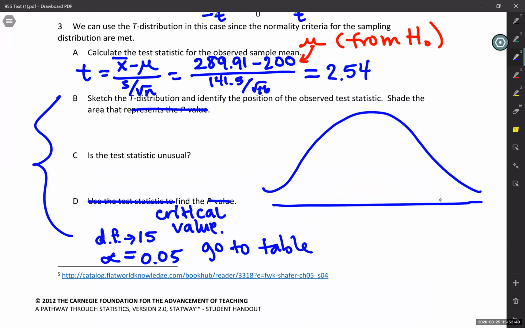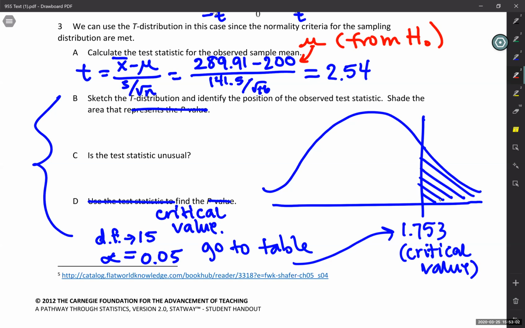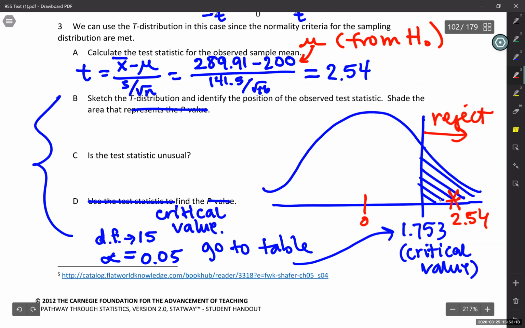So here's my picture. It is a right tail test. My critical value is 1.753. I just got it right there. And then now I want to put my test statistic on here. The test statistic is 2.54. This is a number line with 0 in the middle. So 2.54 would be over here on the right, and anything over here is in the reject region.